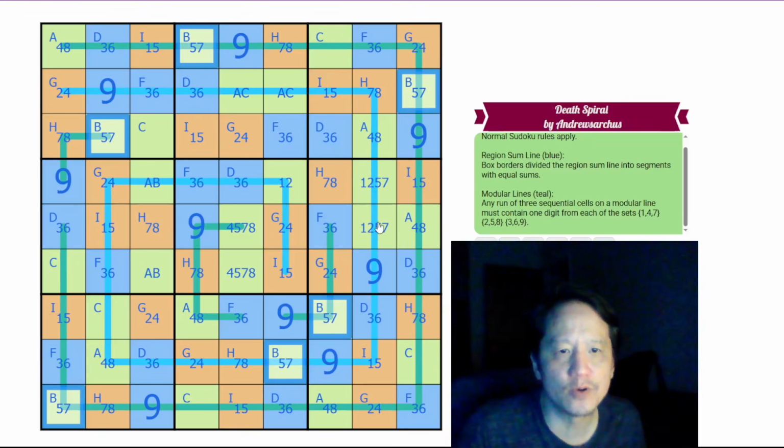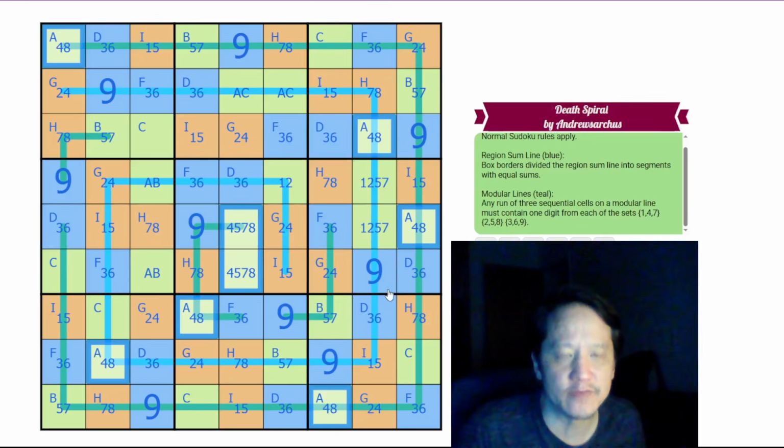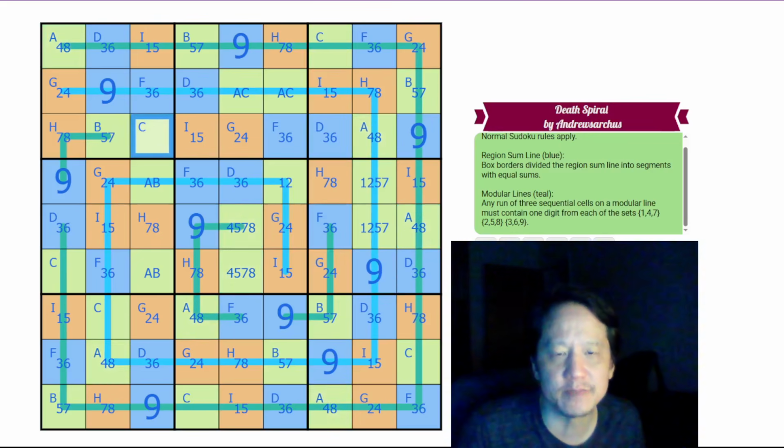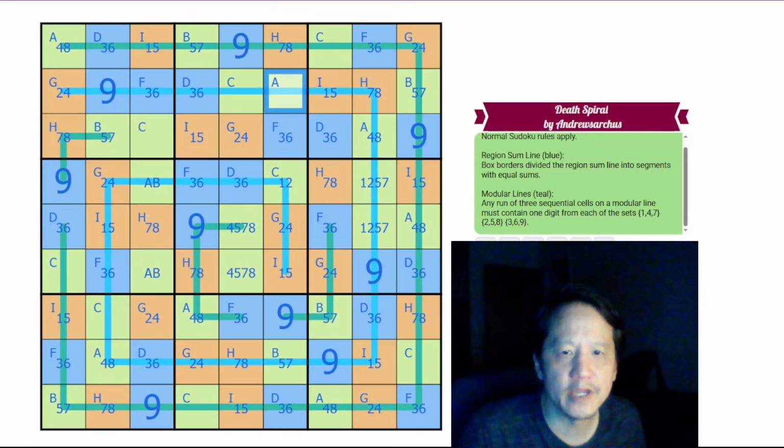So A is 4, 8. B is 5 or 7, which means C has to be 1 or 2. So this is C, which means this can't be C here. This is A. This can't be A here. That's C. So we have C here. This is A here. That's B. So A is 4 or 8. So this can't be A. This is B, which means this can't be B. That's A, which means this can't be A. That's B. So we have B here, and this can't be B.